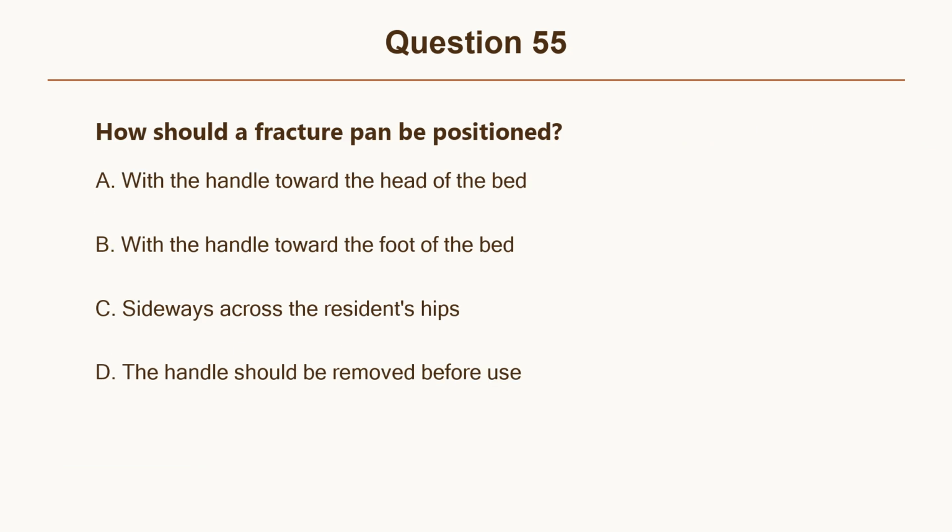Question 55. How should a fracture pan be positioned? Option A. With the handle toward the head of the bed. Option B. With the handle toward the foot of the bed. Option C. Sideways across the resident's hips. Option D. The handle should be removed before use. The correct answer is option B. With the handle toward the foot of the bed.